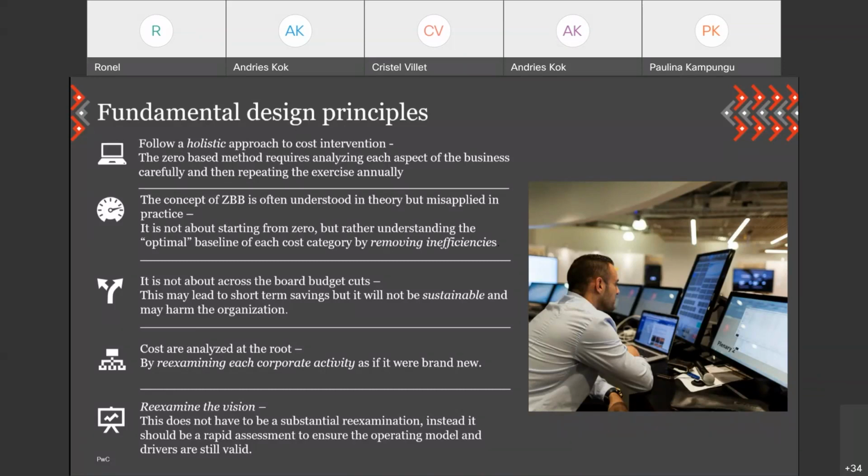Then we'll get into an example of what the fourth point means, but basically what we're saying is break each line item down to its root cause, assign a cost object or cost driver to each area, and build it back up. So look at each activity as if it were brand new and build it back up to find that full efficiency, zero inefficiency baseline.